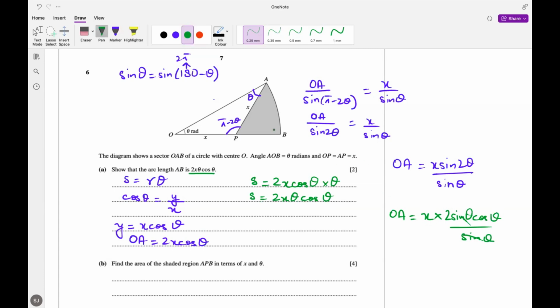But rather than using this, it is easier if we just simply make a right angle triangle, find the half length of OA and then multiply it by 2.